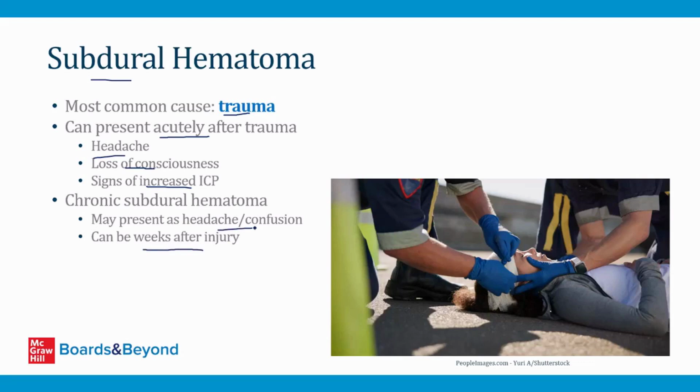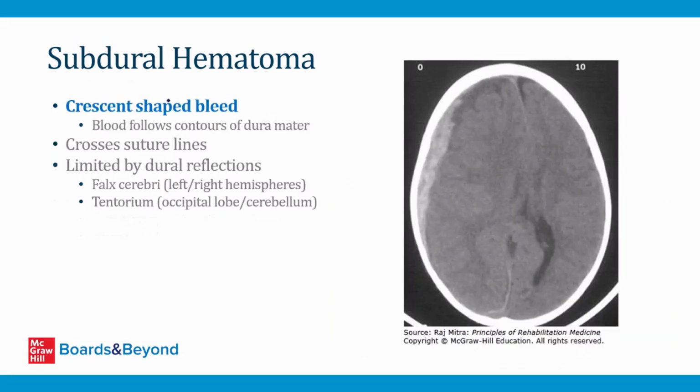That's because of the slow nature of the bleed. Initially, patients can have head trauma, they can think they're okay, the headache can be mild, and they go about their business. But days or weeks later, they present with signs of a large subdural hematoma. On CT scan, the blood in a subdural hematoma looks very different from the blood in an epidural hematoma.